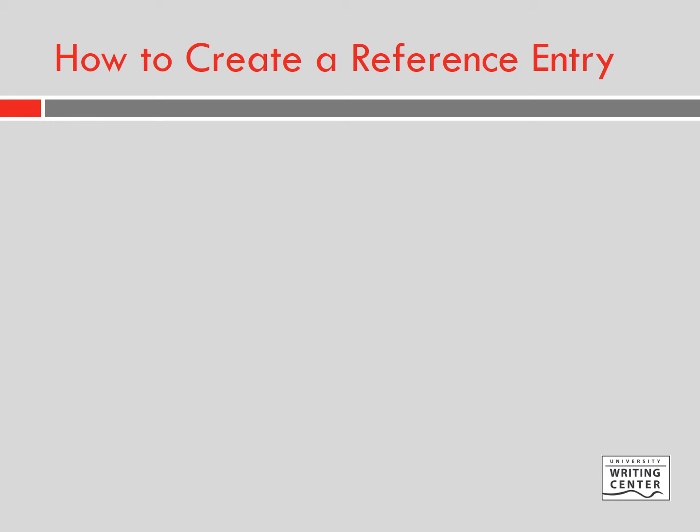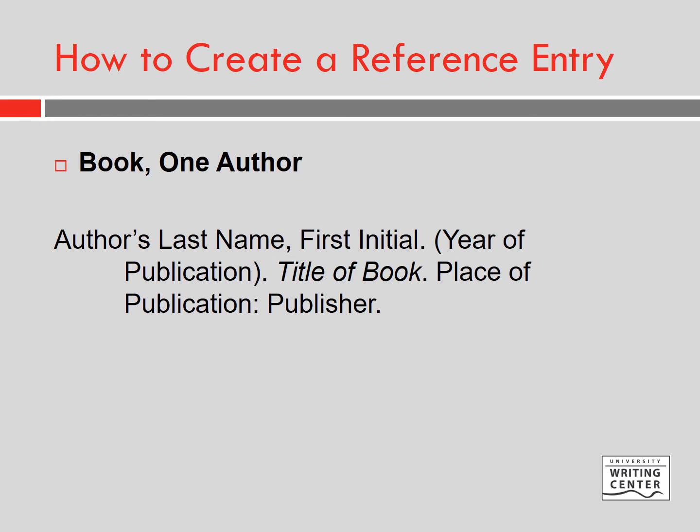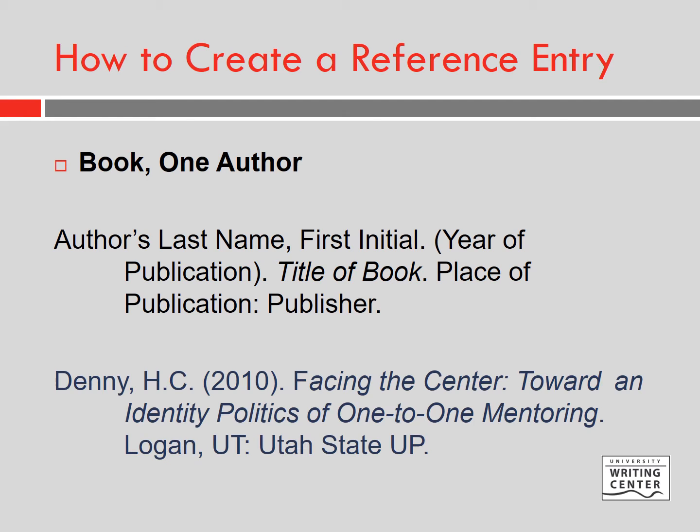First, let's look at how to cite a book with one author. According to APA, we would list the author's last name followed by their first initial. The year of publication goes in parentheses, finally followed by the title of the book in italics. Finally, we add the place of publication and the publisher. Notice the specific use of punctuation.